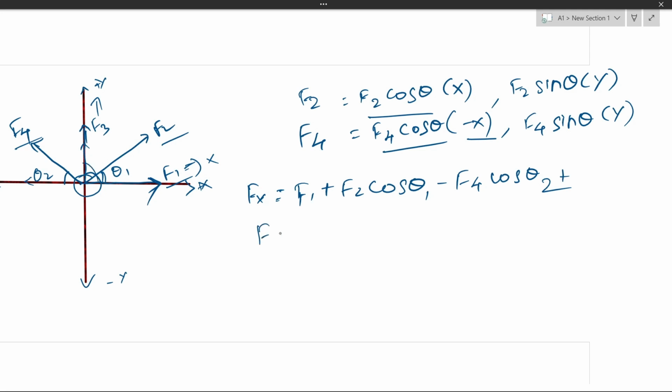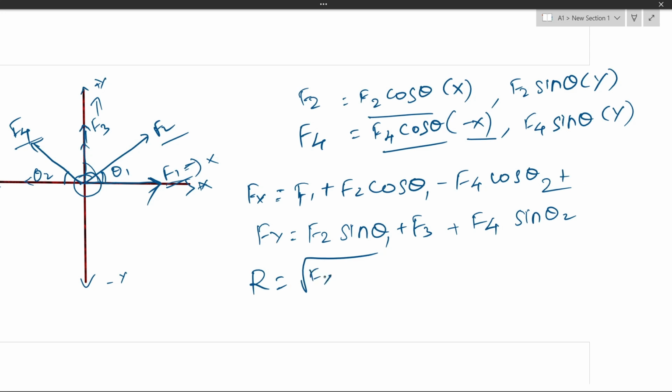So for Fy, F1 would be 0 because it acts only in x, as we know. So Fy is F2 sin theta 1 plus F3 plus F4 sin theta 2. By this we can find the resultant. What do we know? The resultant is the root of Fx squared plus Fy squared, which we already know.